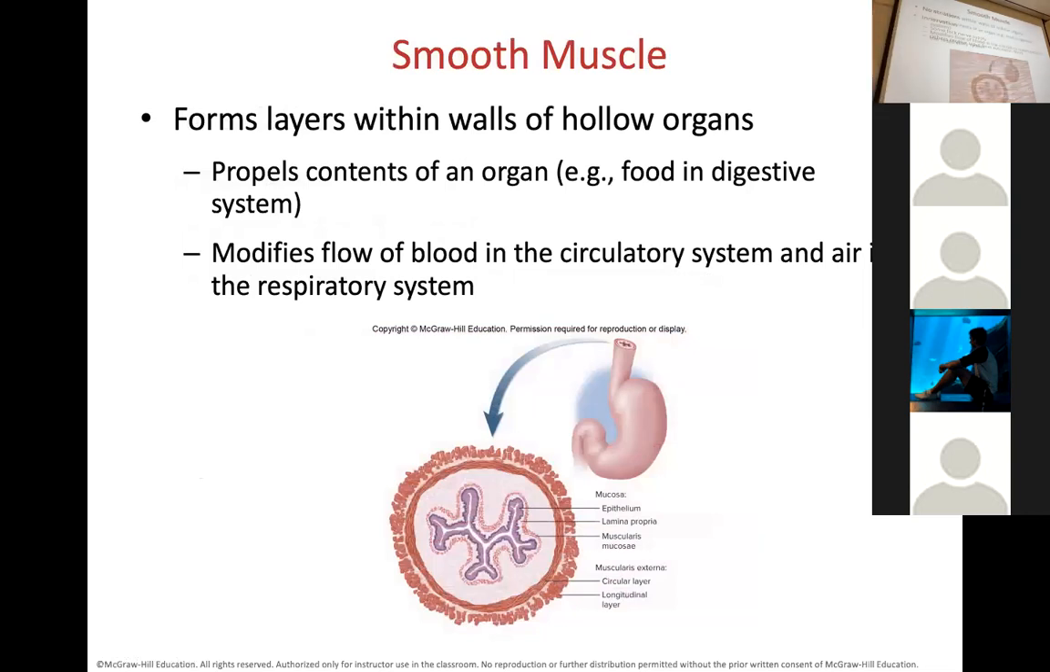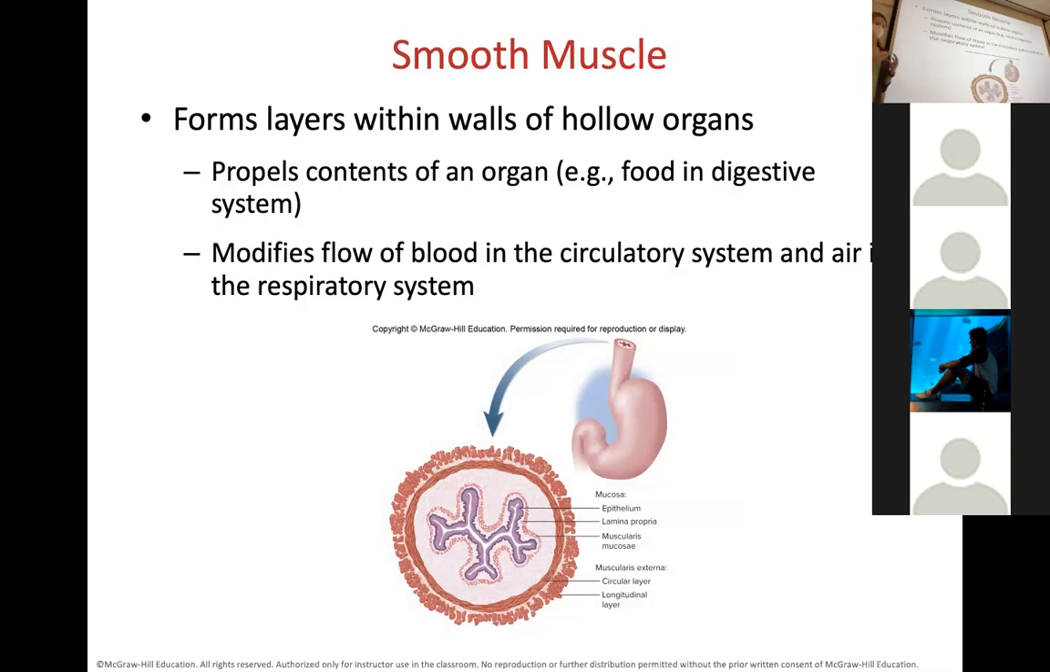And smooth muscle is typically found within hollow organs. So it's lining the walls of a lot of our hollow organs, like I keep saying the digestive tract, just because it's one that we're all fairly familiar with. Capillaries, or blood vessels, are also considered sort of hollow organs, and they have smooth muscle lining them as well.